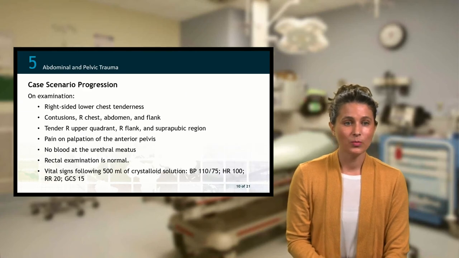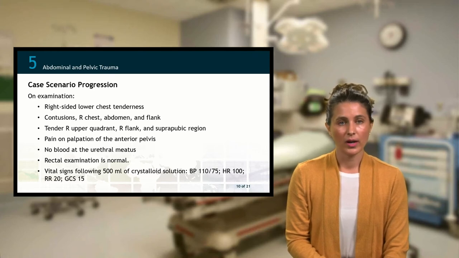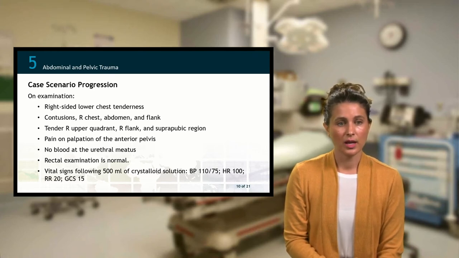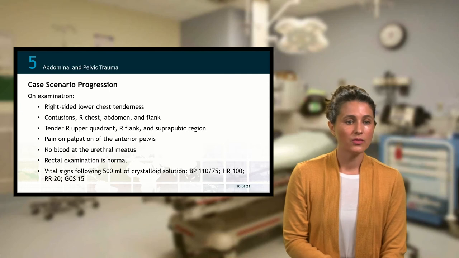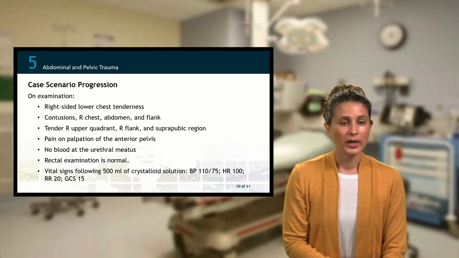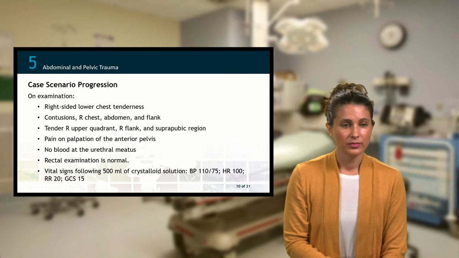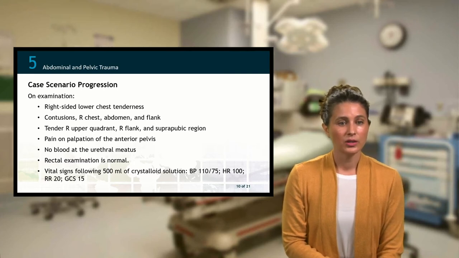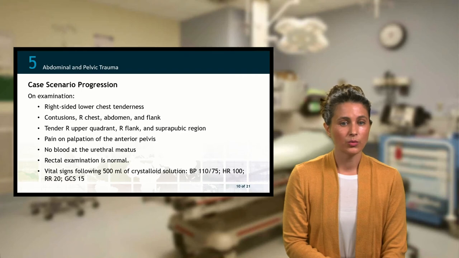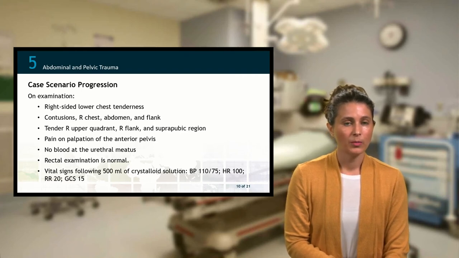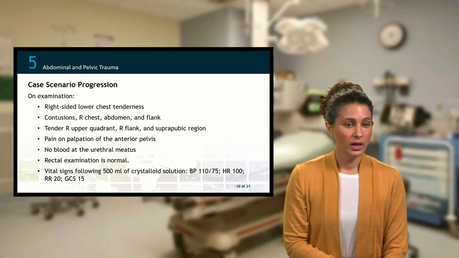So as we continue to examine this patient, he's complaining of right-sided lower chest tenderness. He's noted to have contusions on the right side of his chest, his abdomen, and his right flank. His right upper quadrant is tender. His right flank and suprapubic regions are also tender. He has pain on palpation of his anterior pelvis. There is no blood noted at the urethral meatus.